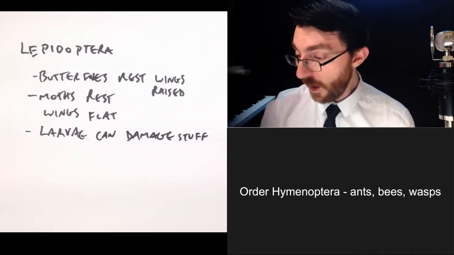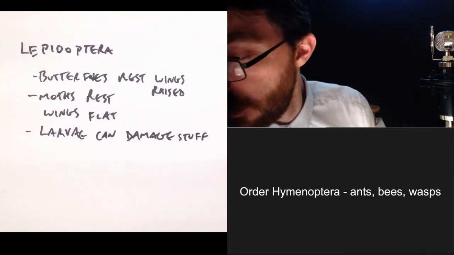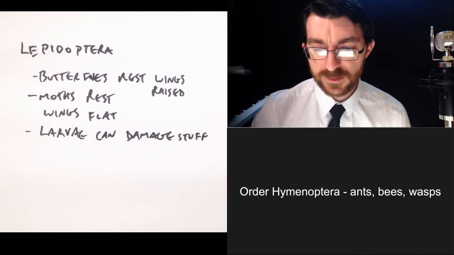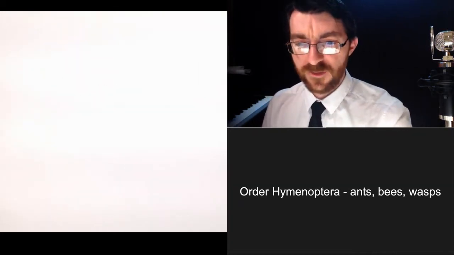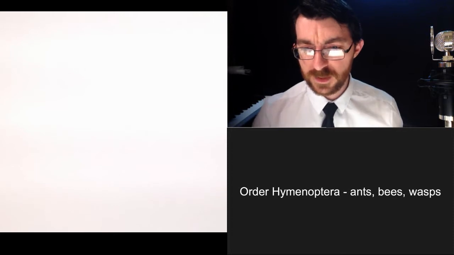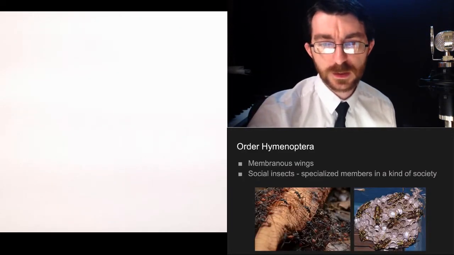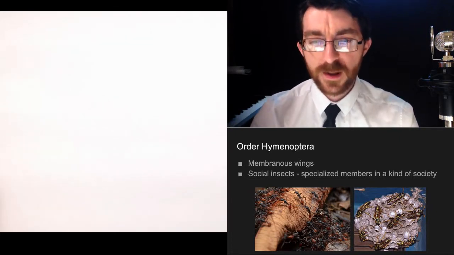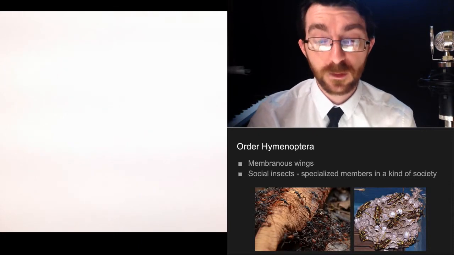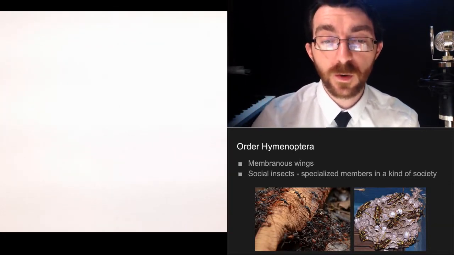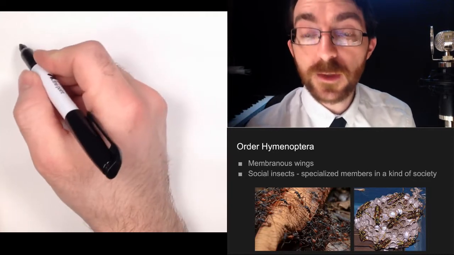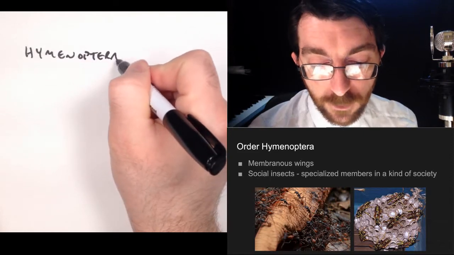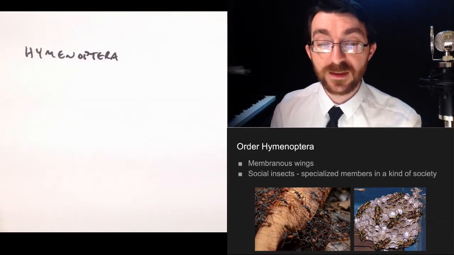Next up, Hymenoptera. And I think it's on the next slide that hymen means veil. I think that's what it means, but let's see. Ants, bees, and wasps. Membranous wings, that's what that means. Veil is kind of close. So Hymenoptera means membranous wings. So the first part of the word refers to the membrane. So let me write that down. Hymenoptera. And it was wasps, bees, and ants.